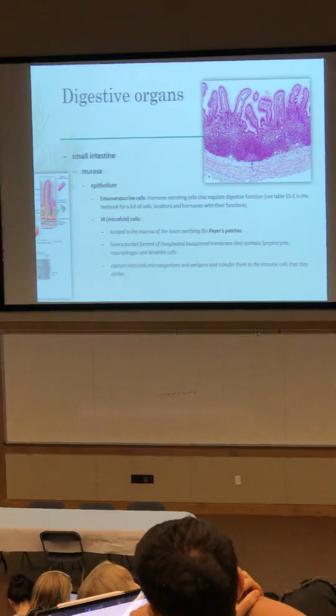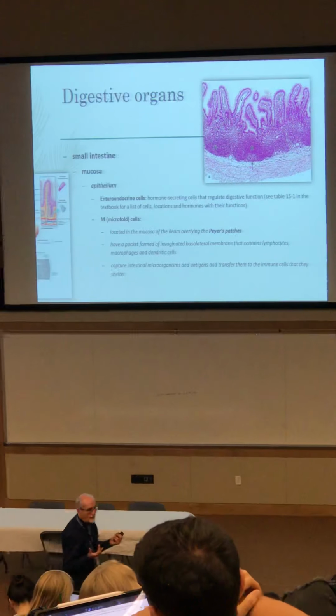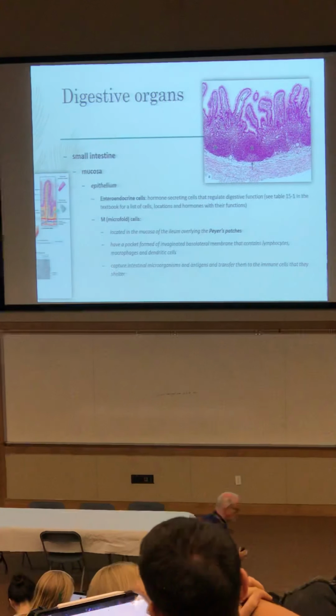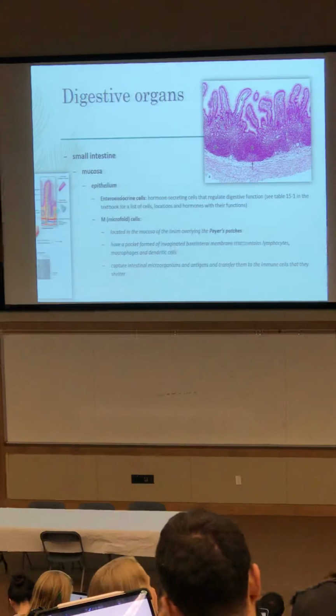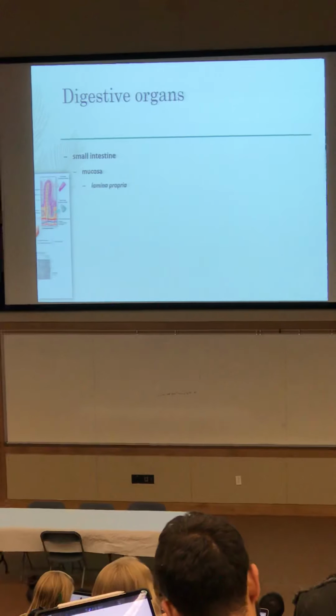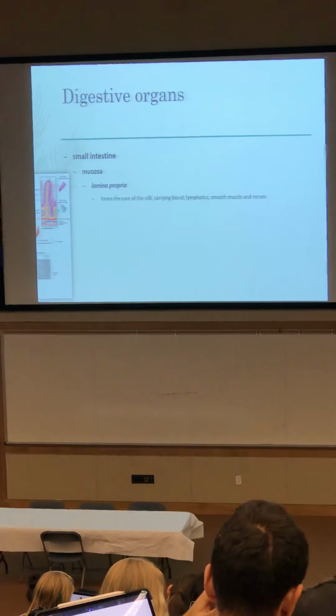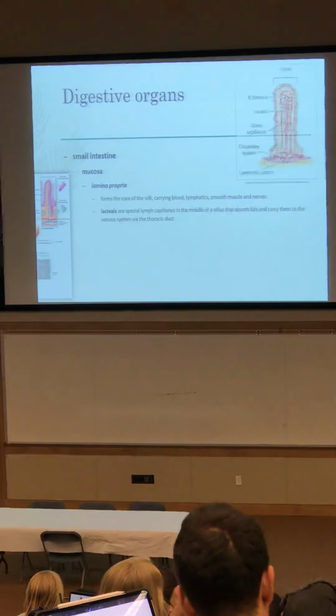We also have M cells occasionally in other organs like the lungs, if you have lymph nodules in the lungs. So wherever you have a lot of lymphoid tissue, you may have M cells associated with it. Okay, let's talk about the lamina propria. It's just typical lamina propria. It forms the core of the villi, carries blood vessels, lymphatics, nerves, and so forth.